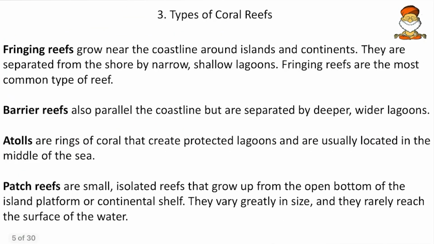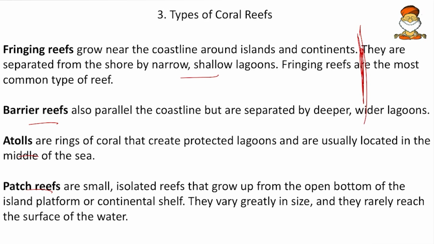And then come to the next, the types of coral reefs. So here we have the fringe reefs, barrier reefs, atolls and patch reefs. Here we have a small difference. The fringe reef is called the boundary reef. Say for example, the reefs grow near the coastline around islands and continents, and they are separated from the shore by narrow, shallow lagoons. Okay, so the lagoons will be narrow and very shallow because at the very boundaries of the coasts, these fringe reefs will be present.